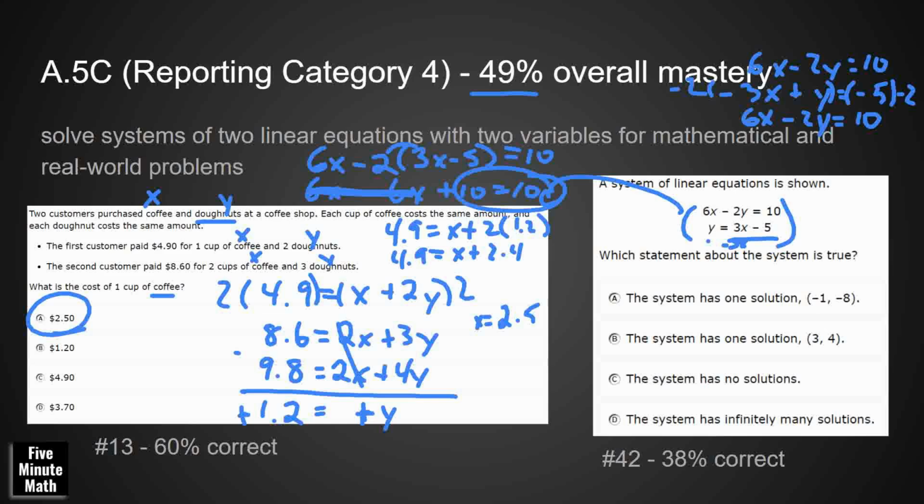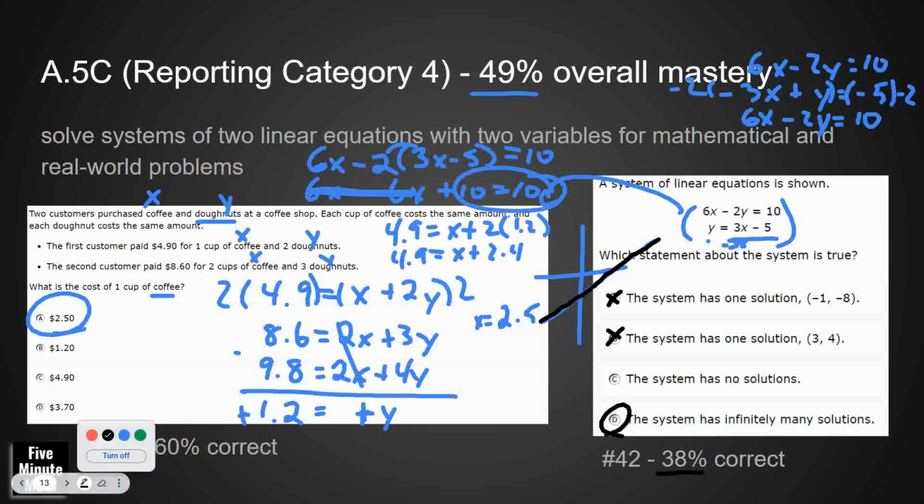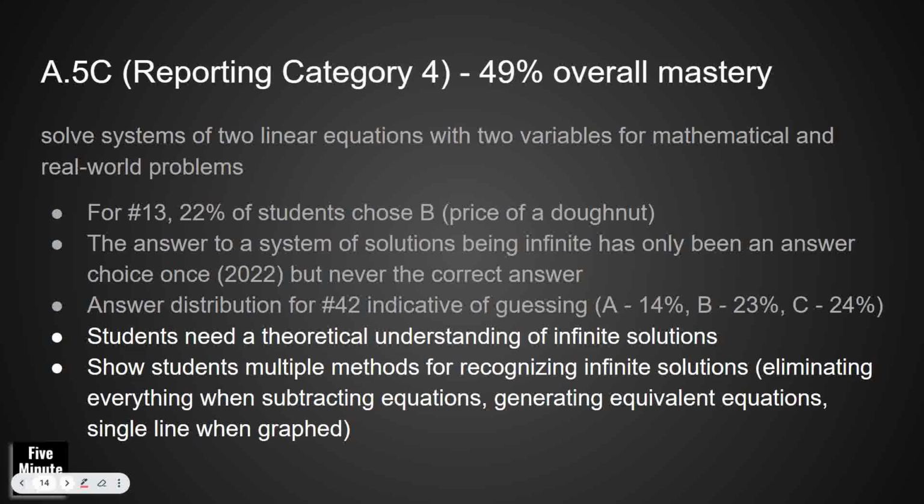So if I graph the exact same equation twice, I'm going to get two lines that are 100% on top of each other and aligned with each other. So what does that mean? Well, it doesn't have just one solution. It's got more than one solution. Literally every point to infinity is together, which means it has infinitely many solutions. And that was challenging for our students. Only 38% of them were able to get that correct, and I understand why.